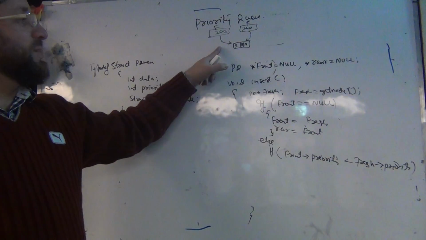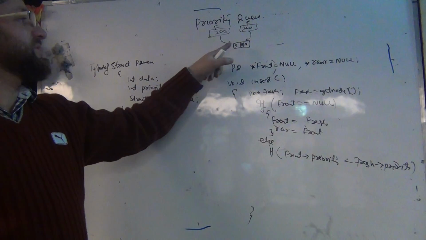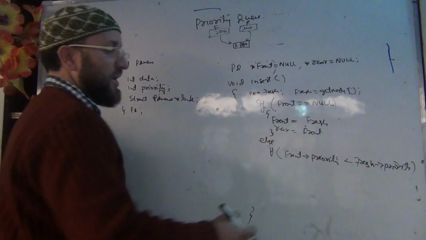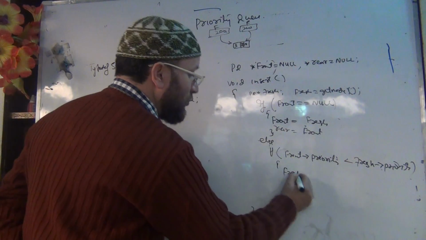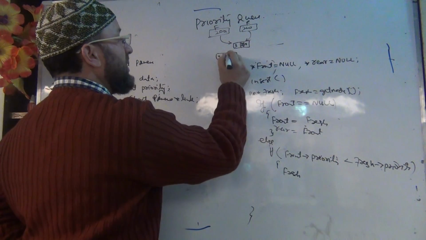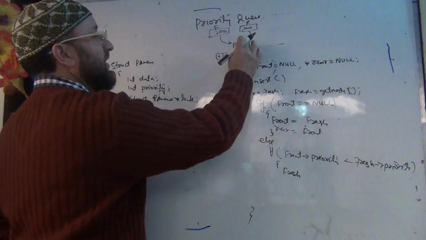So if it is to be here, what should I do? Front is equal to front. But if you say front equals, that means this is gone. I will say fresh. Suppose the new node I have has some data, say 4, and priority 3, which is greater than this one, and here it will be null for now. Okay?